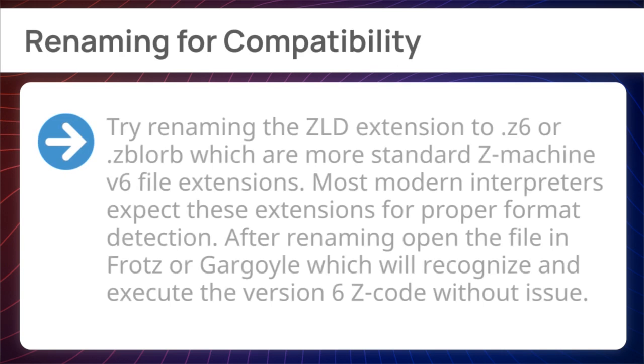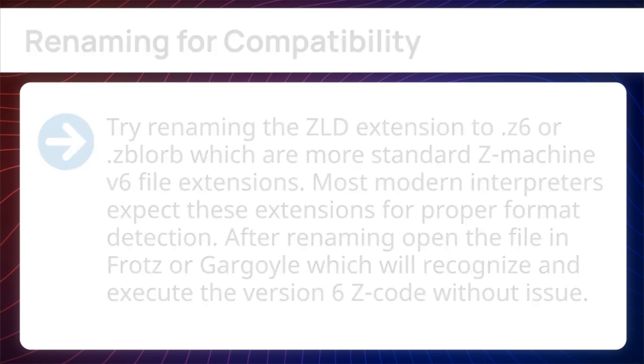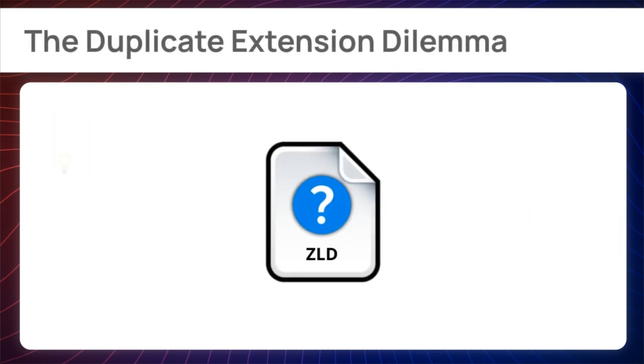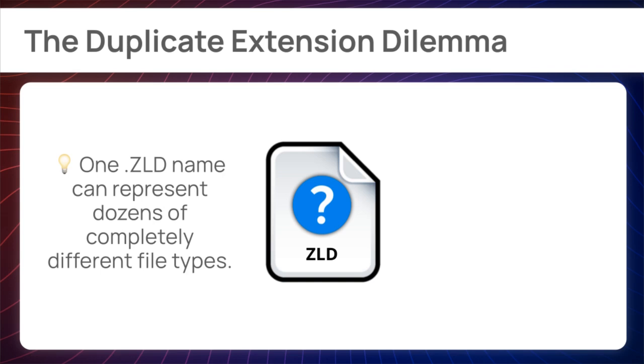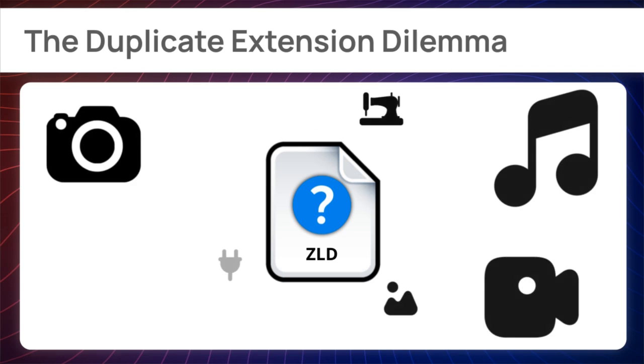Finally, renaming for compatibility. Try renaming the ZLD extension to .z6 or .zblorb, which are more standard Z machine v6 file extensions. Most modern interpreters expect these extensions for proper format detection. After renaming, open the file in Frotz or Gargoyle, which will recognize and execute the version 6 Z code without issue. If compatibility checks failed, it is likely because the file extension name is shared by different developers for unrelated formats, causing your PC to use the wrong reading language.